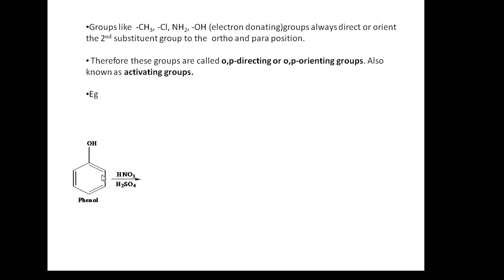For this we had taken the example of phenol, where the hydroxy group, which is an electron donating group, is present on the benzene ring, which is nitrated with the help of nitrating mixture, that is concentrated nitric acid and sulfuric acid. We end up with a mixture of ortho-nitrophenol and para-nitrophenol. That means the OH group directs the nitro group, that is the NO2 group, to the ortho position and para position.